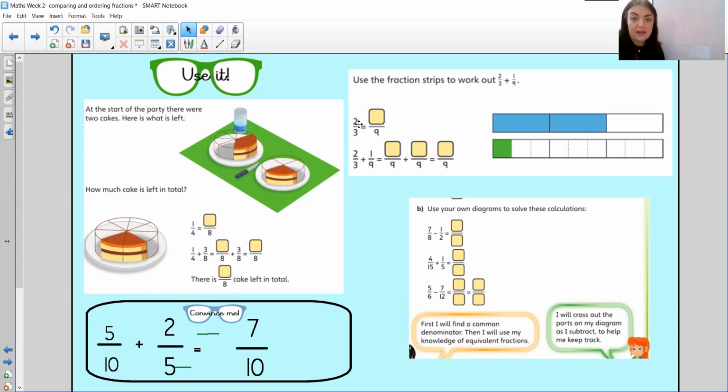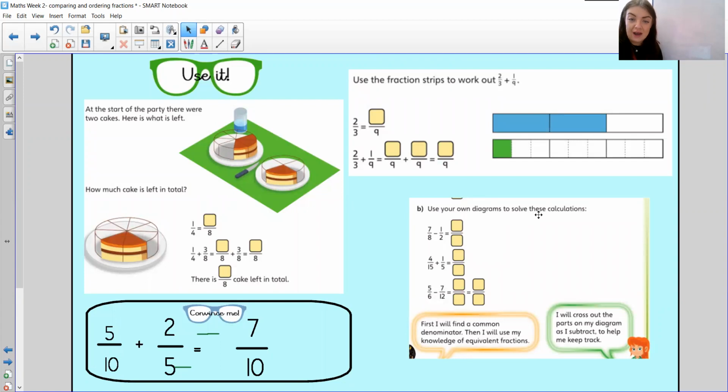Okay, this one here, use the fraction strip to work out 2/3 add 1/9. Here you can see they're finding the equivalent fraction for 2/3 into 9ths. So what is that as an equivalent fraction? Draw those arrows on if you need to, or use your pictorial representations. Then they've written the original number sentence, which is equal to this one and this one. This one stays the same, this one is being converted, and then here is your answer.